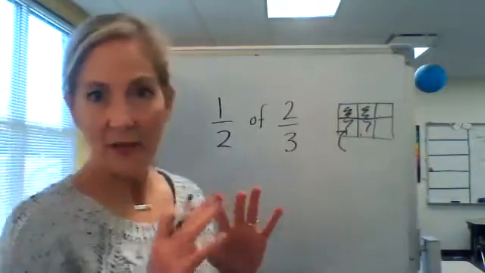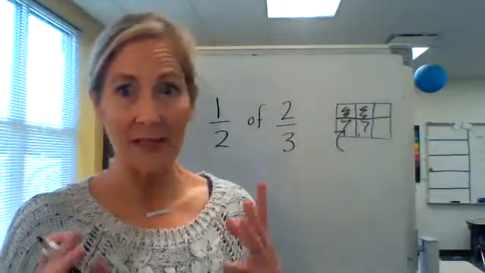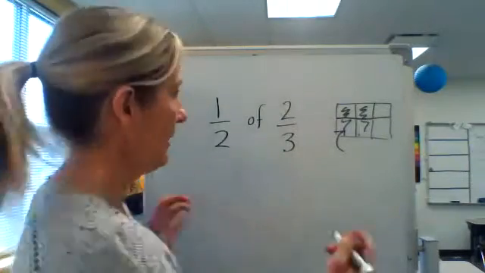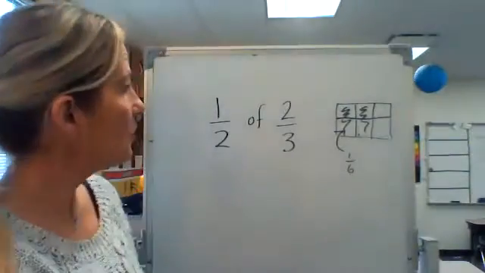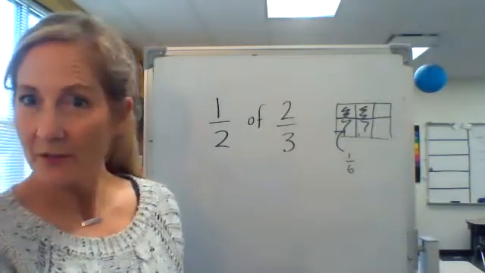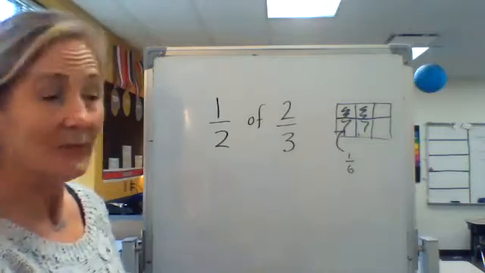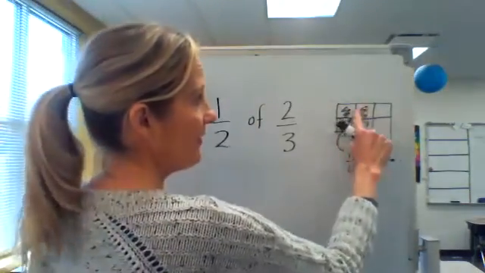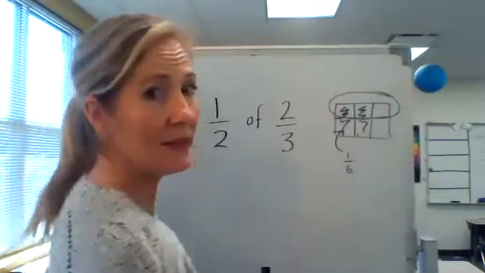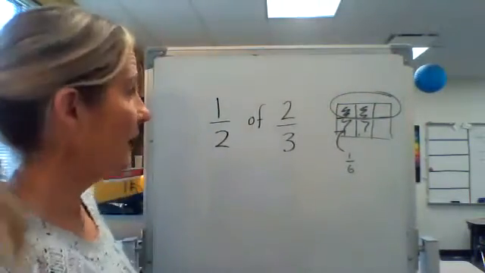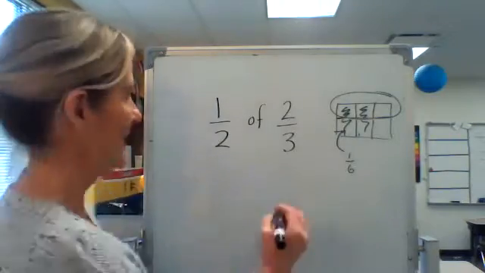Whenever I've created a new denominator, I always stop and think, okay, what is that called? What's the name of that denominator? What's the unit? And those are 6ths, right? So what's 1/2 of 2/3? How many 6ths is that going to be? 2 6ths. There's half. And in one of these half sections, I only see 2 of them colored in. So 1/2 of 2/3 is 2 6ths.